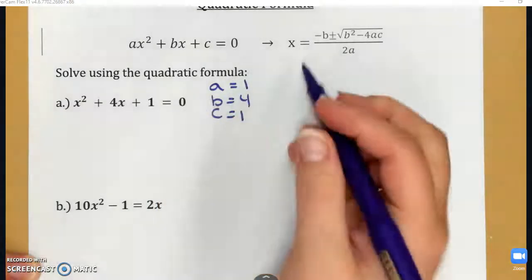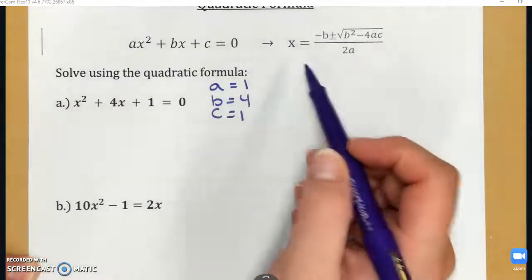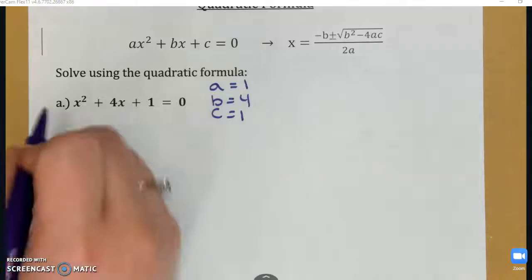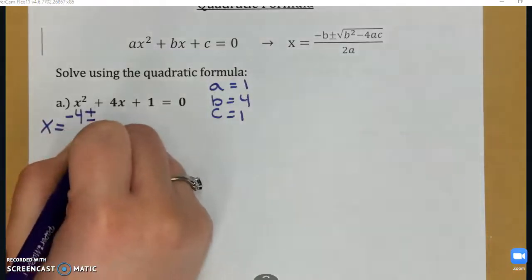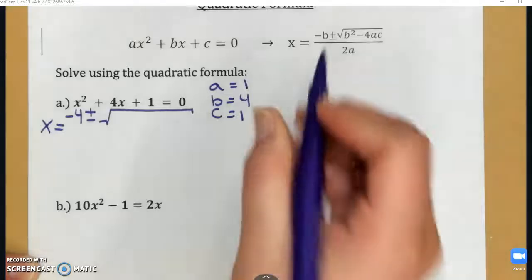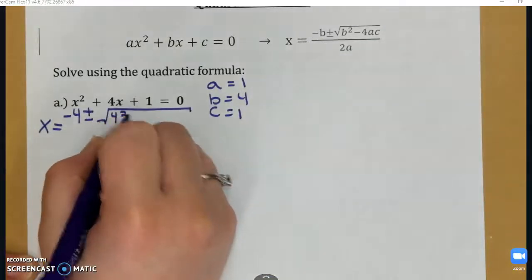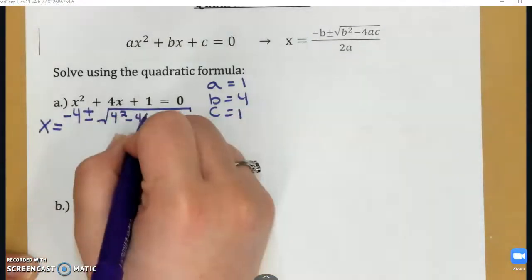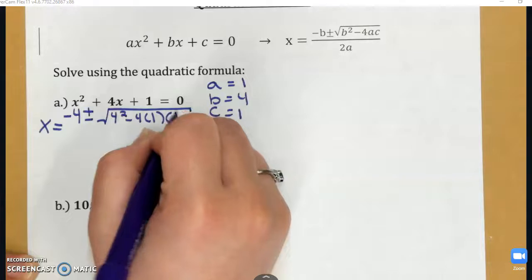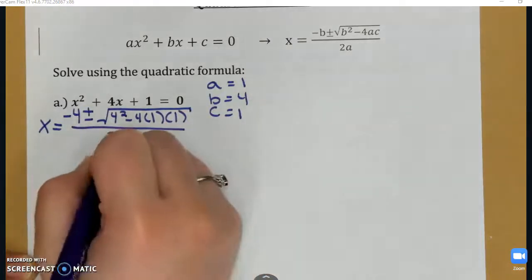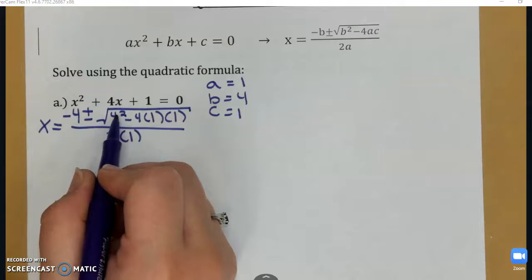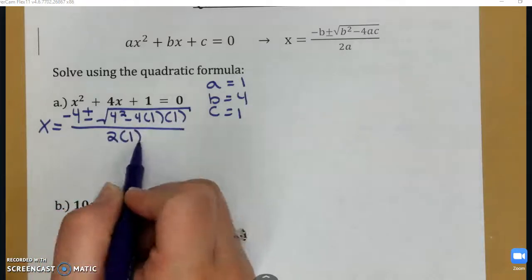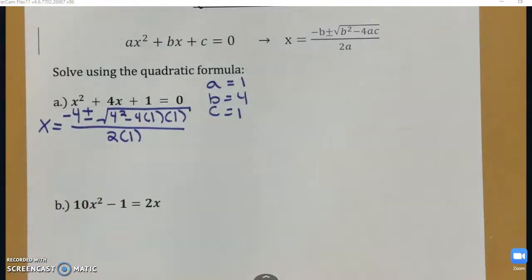So now that I know A, B, and C, I'm going to put them all in their respective locations in my formula. Starting with negative B, that's going to be negative 4 plus or minus the square root of B squared, that would be 4 squared, minus 4 times A, which is 1, times C, which is also 1, over 2A, which is 1. So negative B plus or minus the square root of B squared minus 4AC over 2A. Once you have everything in your formula, you're just going to use order of operations to simplify.